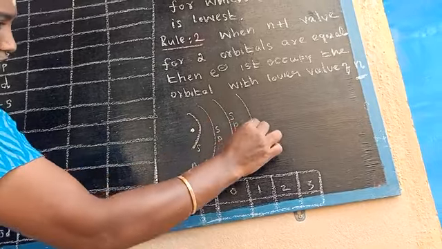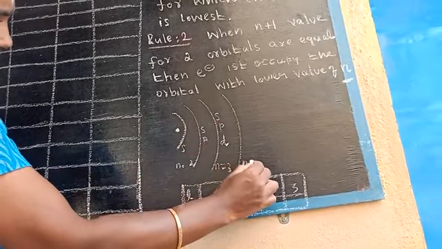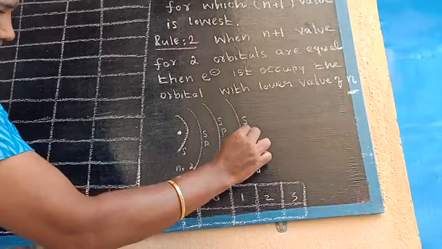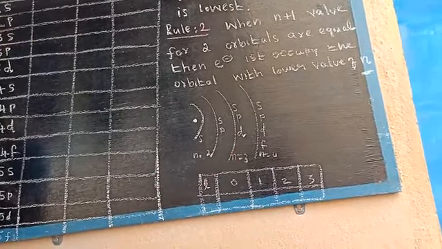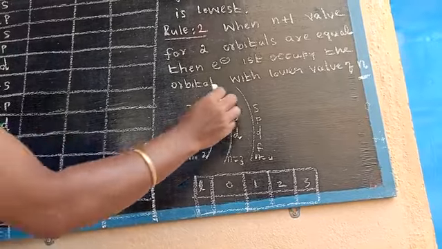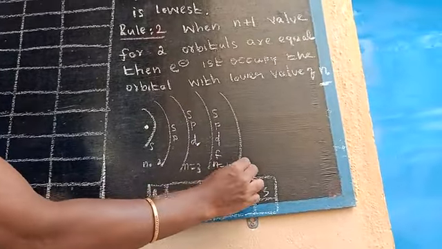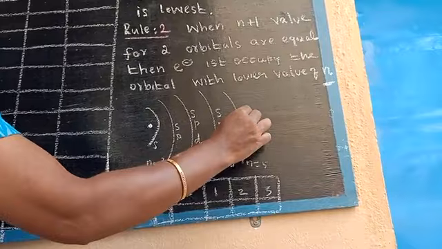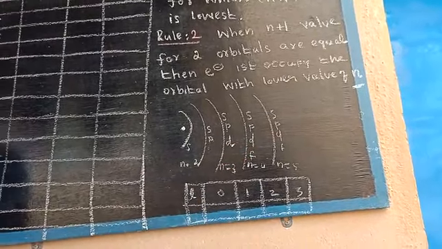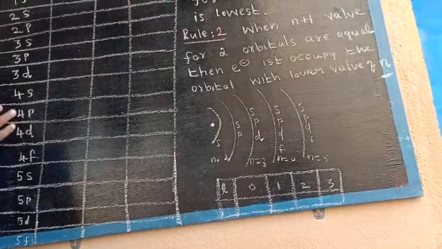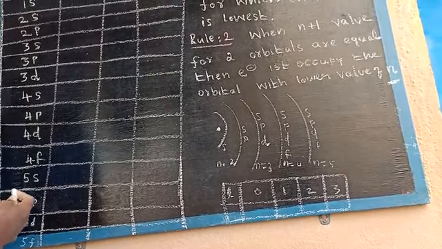Next fourth, n is equal to 4. S orbital, p, d and f. So 4s, 4p, 4d and 4f. Next level, n is equal to 5. S, p, d and f. Are you clear children? So this one easily remember that.